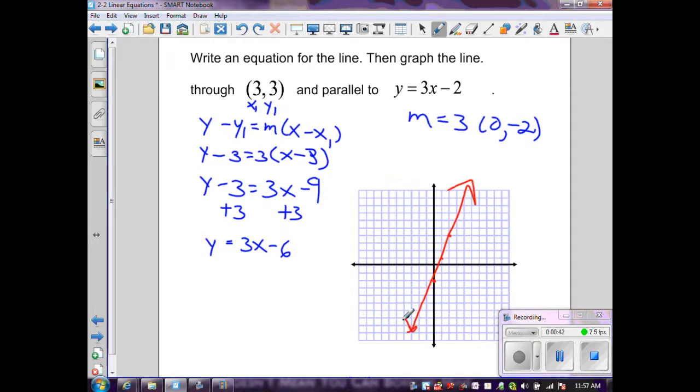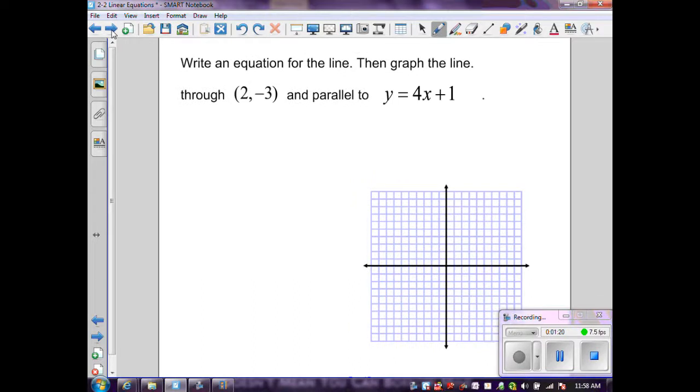Graphing the other line, I know I have a slope of 3 and a y-intercept of 0, negative 6. 1, 2, 3, 4, 5, 6. My slope is positive, so I'm going to go up 3, over 1. Up 3, over 1. And another set, up 3, over 1. Connect the points. And there are my two parallel lines, and I know that because my slopes are equal.